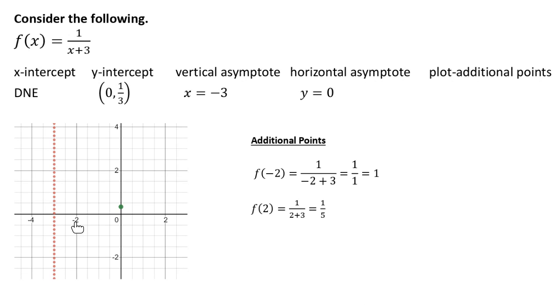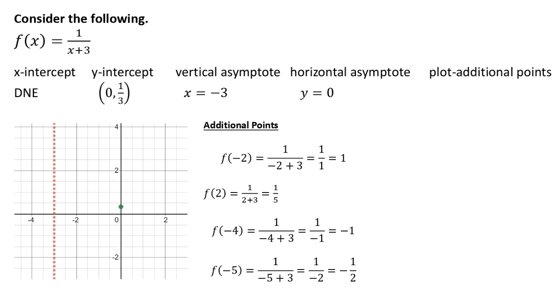So I can look at -2, just so I can get an idea of what's going on the right side of the vertical asymptote. And then I'm going to also do 2, because I'm not really sure, right, what's happening with this graph. So the more points I have, the better. So if I plug in -2 for my x right here, then I'm going to have 1 divided by -2 plus 3. And I get 1 divided by 1 is equal to 1. And if I plug in f of 2, then I get 1 divided by 2 plus 3, which is 5.